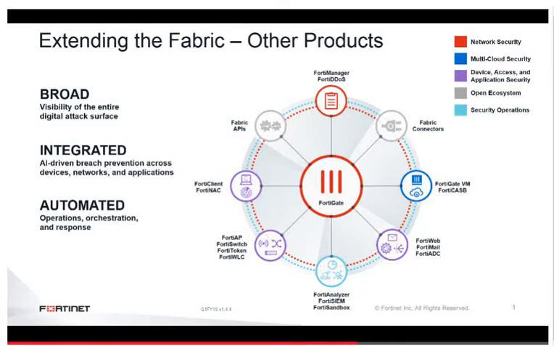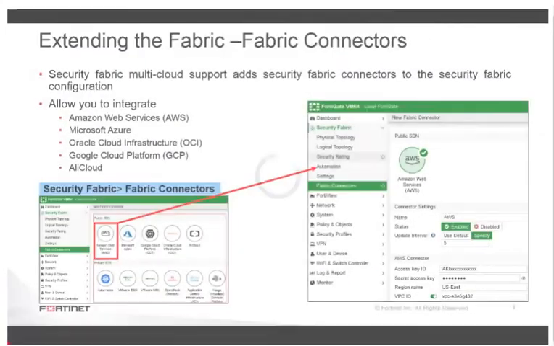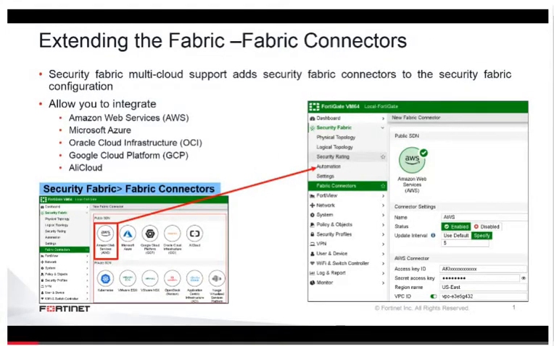The Security Fabric is open. The API and protocol itself is available for other vendors to join and for partner integration. This allows for communication between Fortinet and third-party devices. Fabric connectors allow you to integrate multi-cloud support such as ACI and AWS, to name a few.